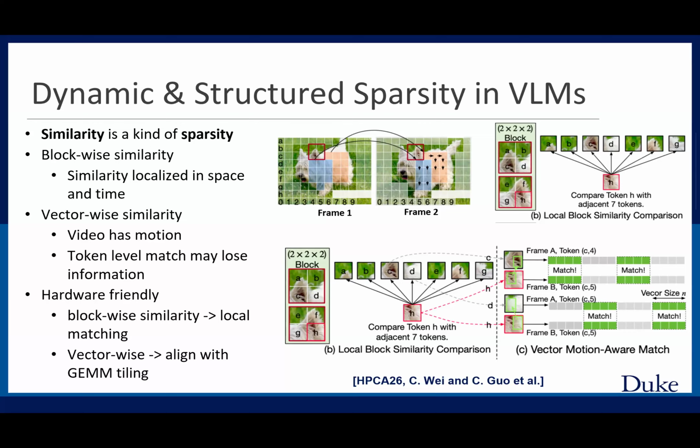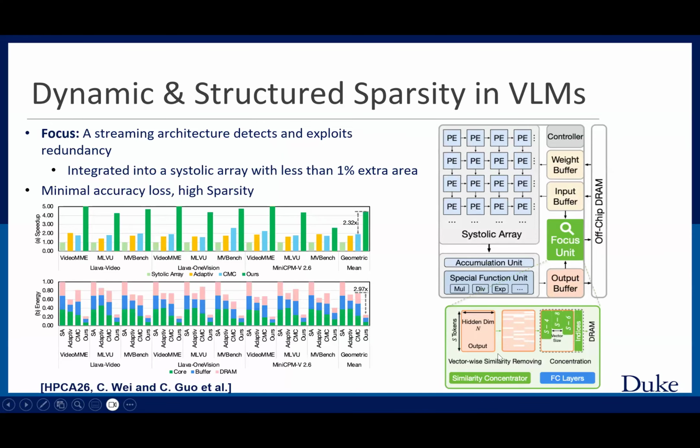For block-wise similarities, since those tokens are close by, spatially and temporally, we are able to conduct local matchings and remove redundant computations. For vector-wise, it can be aligned with matrix multiplication tiling structures in hardware. I don't have to explain the hardware much here, but the key is that at a finer granularity level, we can conduct the matching and reduce the use of computation components.